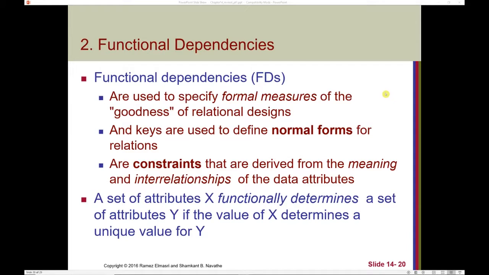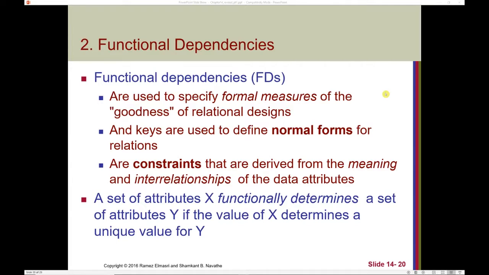Let's talk about functional dependencies. We've seen these a little bit already, but here we're going to formally define them. Functional dependencies are used to specify formal measures of the goodness of relational designs, and keys are used to define normal forms for relations. So normalization and functional dependencies are very tightly intertwined. Functional dependencies are constraints derived from the meaning and interrelationships of the data attributes. We say that a set of attributes X, or an attribute X, functionally determines a set of attributes Y if the value of X determines a unique value for Y.